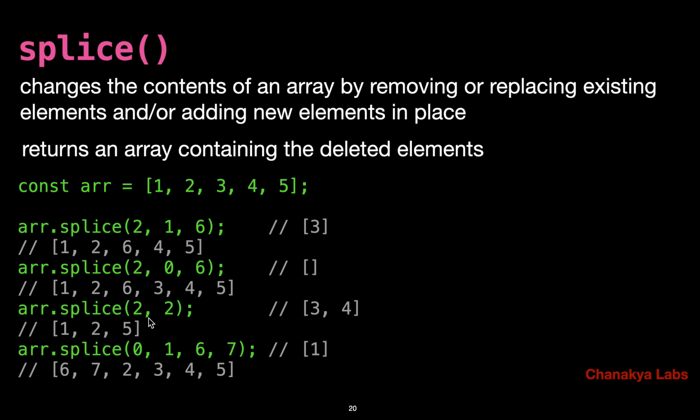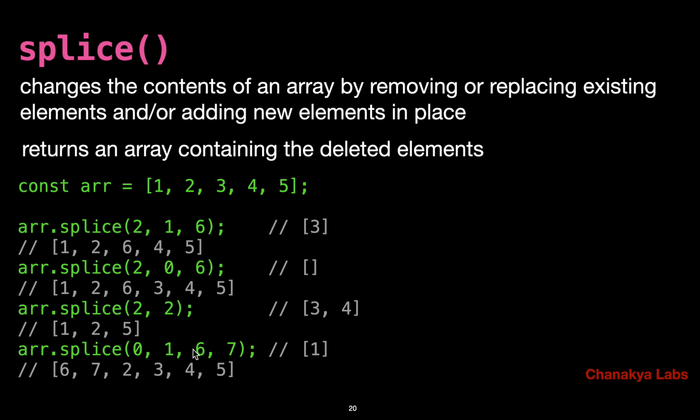Array dot splice 2 comma 2. Basically the third and fourth arguments are not there, which means I don't have to insert anything, but I am saying that I have to delete 2 items starting at index 2. So 0 1 2, starting from here I have to delete 2 elements, 3 and 4, these 2 will be deleted. The remaining will be 1 to 5. What is deleted? 3 4.